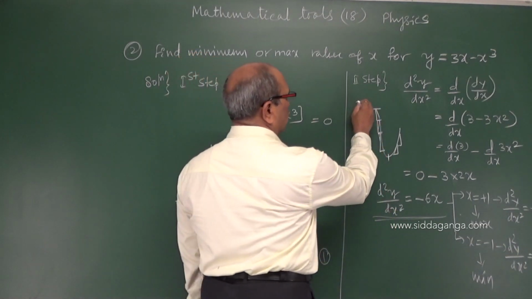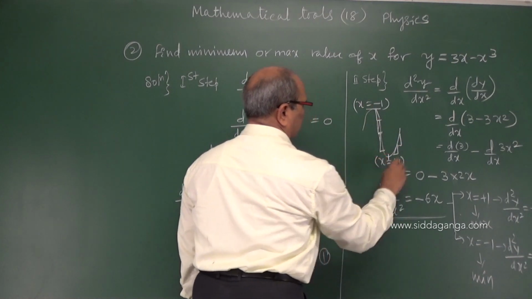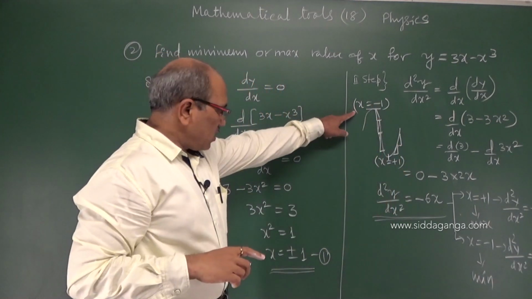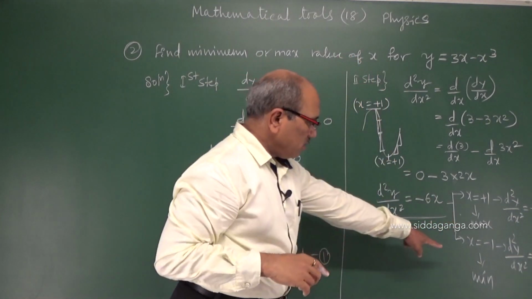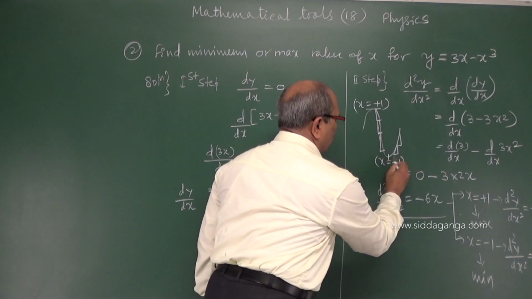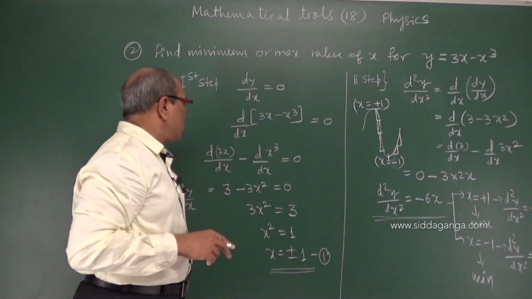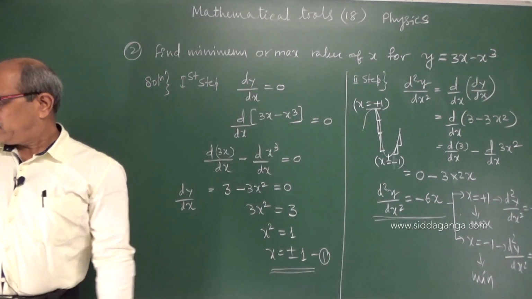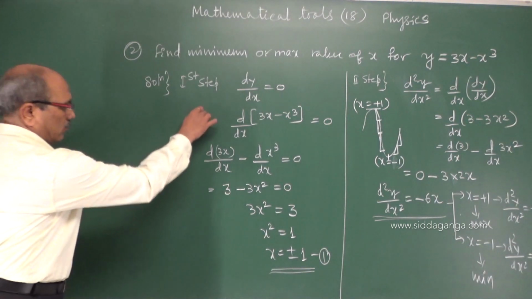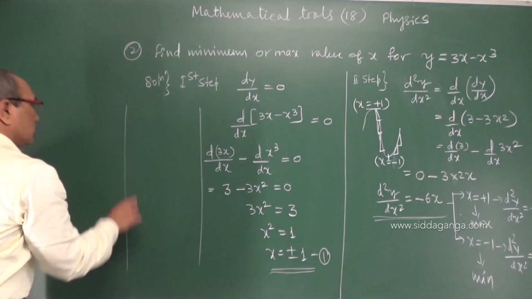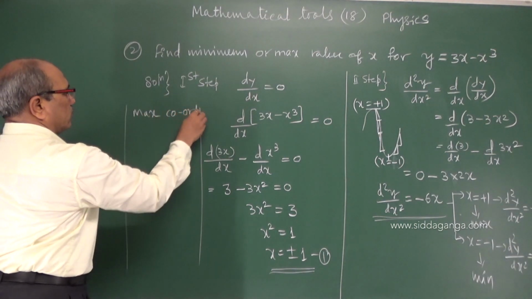So x equal to minus 1, x equal to plus 1. Maxima at x equal to plus 1. Minima point is at x equal to minus 1. Putting that value, y can be obtained easily. So I show here y also, the maxima point, the maxima coordinates.